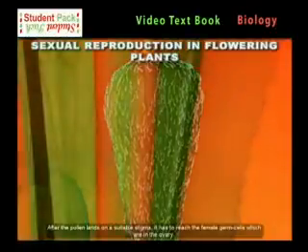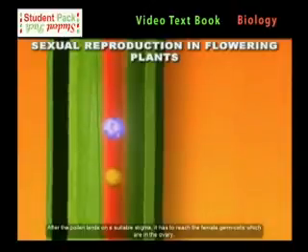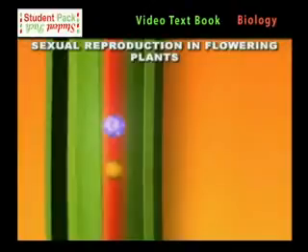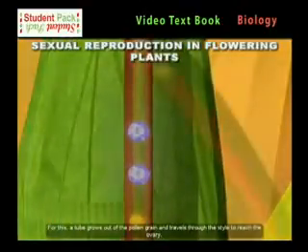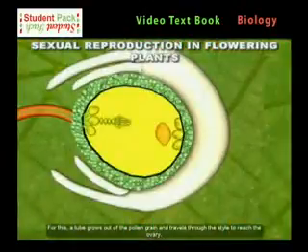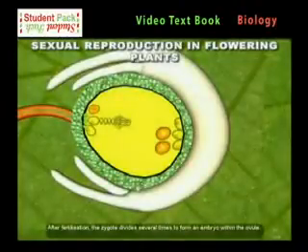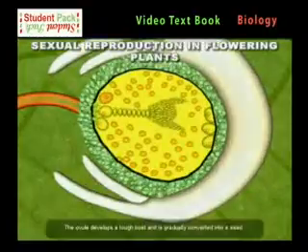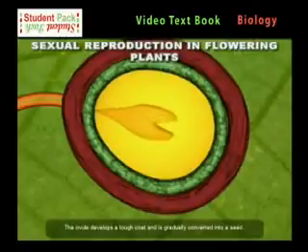After the pollen lands on a suitable stigma, it has to reach the female germ cells which are in the ovary. For this, a tube grows out of the pollen grain and travels through the style to reach the ovary. After fertilization, the zygote divides several times to form an embryo within the ovule. The ovule develops a tough coat and is gradually converted into a seed.